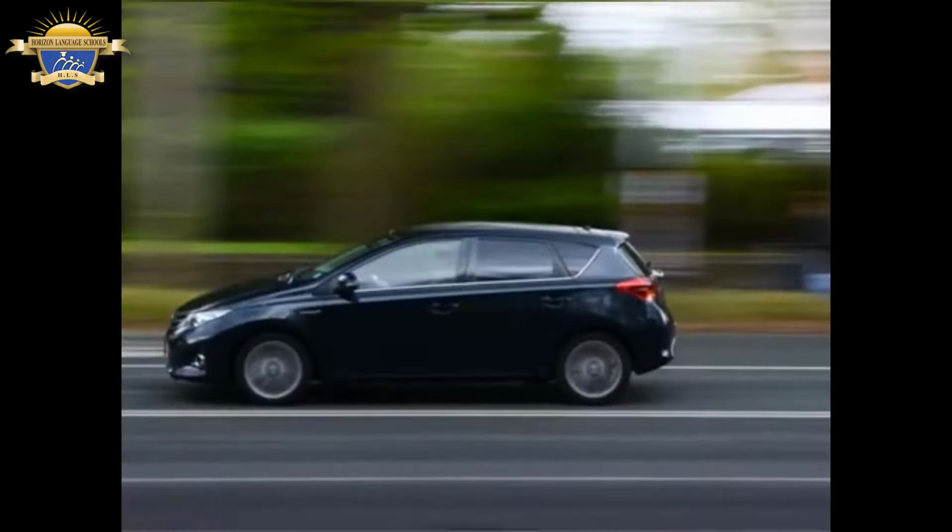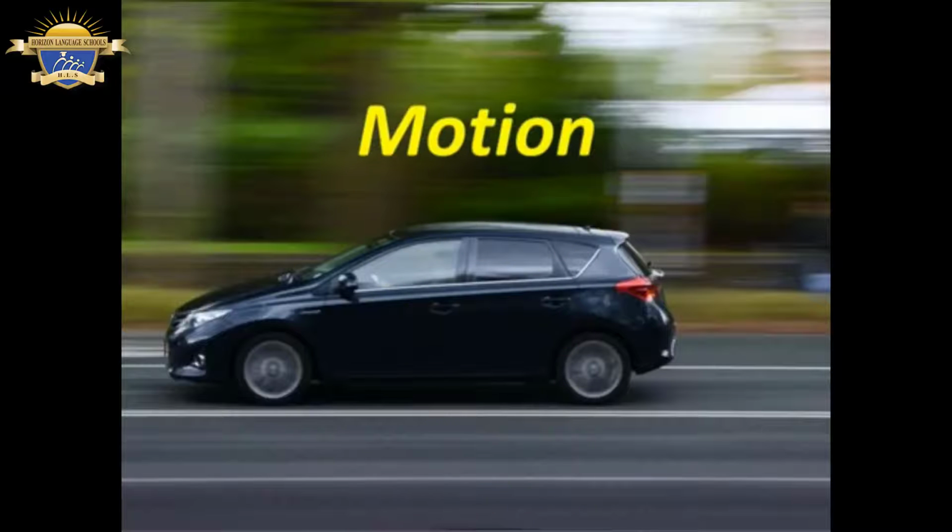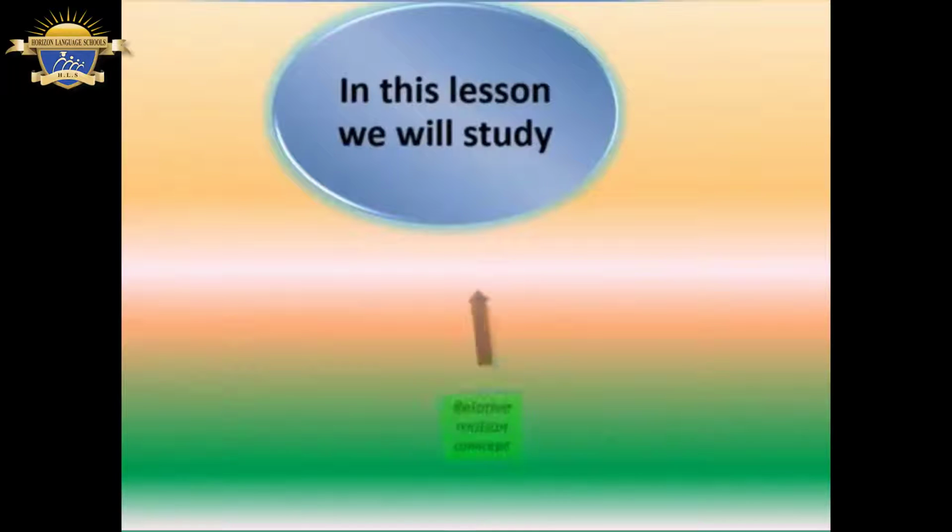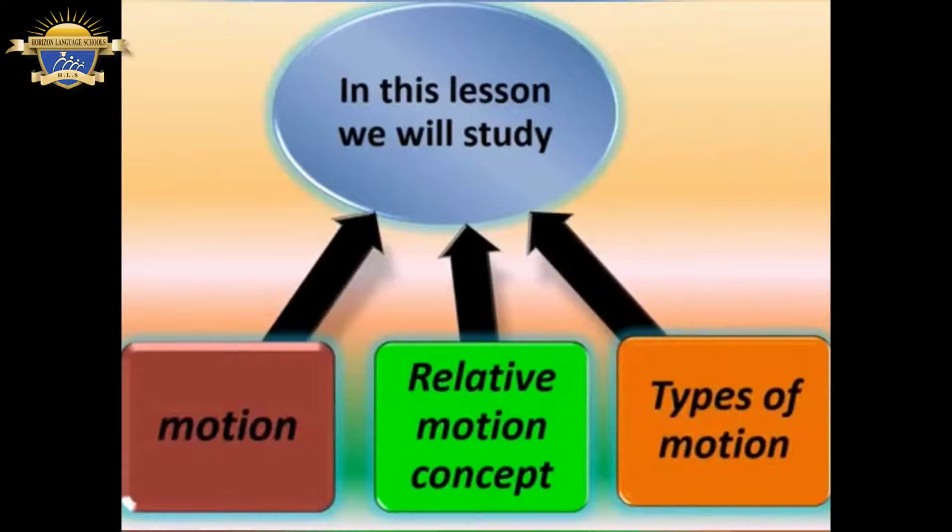Today we will study Lesson 3 Motion. What is the meaning of motion? Motion is a change in position of an object over time relative to a reference point. Motion happens all around us. Every day we see objects such as cars and motorbikes move in different directions. In this lesson we will study motion, the relative motion concept, and types of motion.